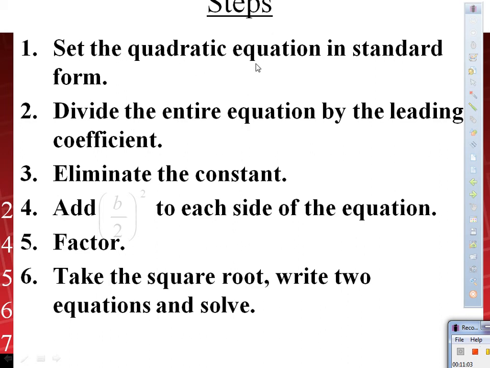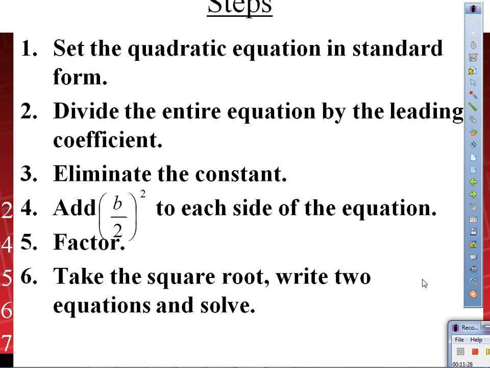Step 1, set the quadratic equation in standard form. Step 2, divide the entire equation by the leading coefficient. Step 3, eliminate the constant. Step 4, add b over 2 squared to each side of the equation. Step 5, factor. Step 6, take the square root, write 2 equations, and solve. Copy that, and I'll go over an example so that you guys can see it, and then we'll talk it over.